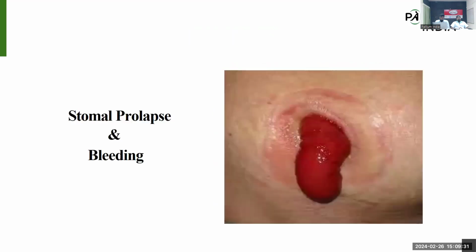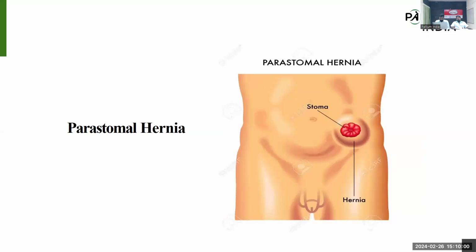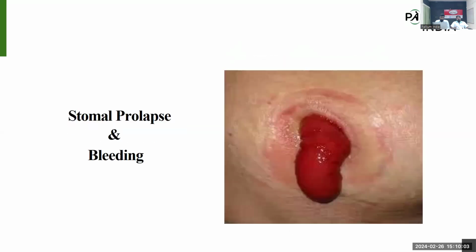Next slide. This one is the stomal prolapse and the bleeding. Stomal prolapse: the normal stoma you already saw is just protruded on the abdominal wall. The internal colon part is attached surgically. Here, the inside part of the colon is also prolapsing outside. It will come outside. Normally it happens due to prolonged cough, or if the patient is lifting any overweight, it will cause the stomal prolapse.